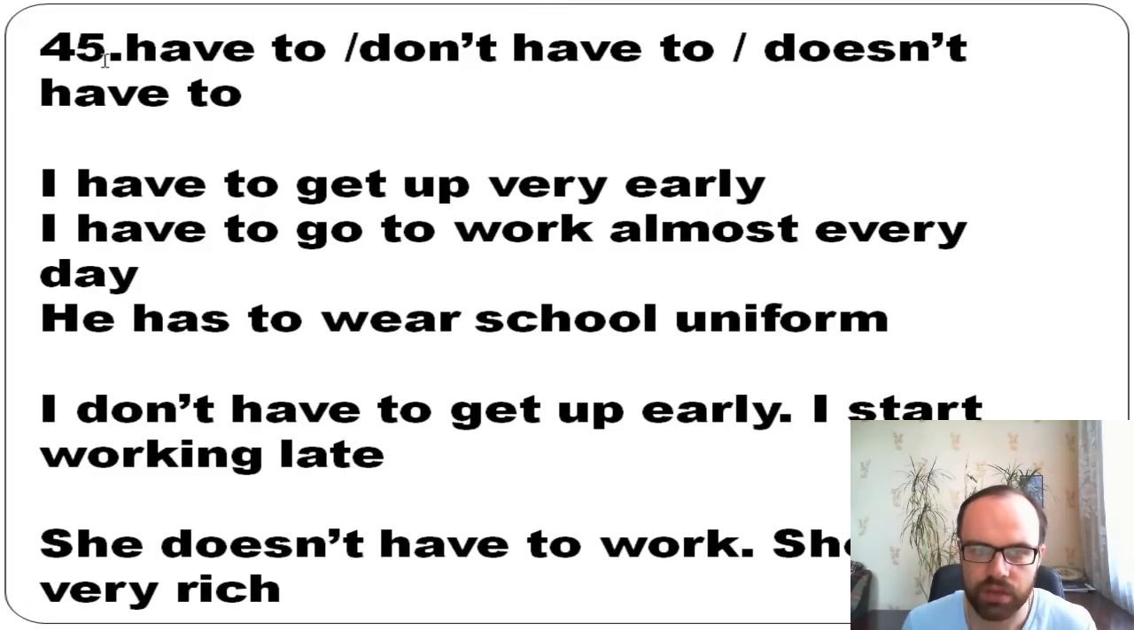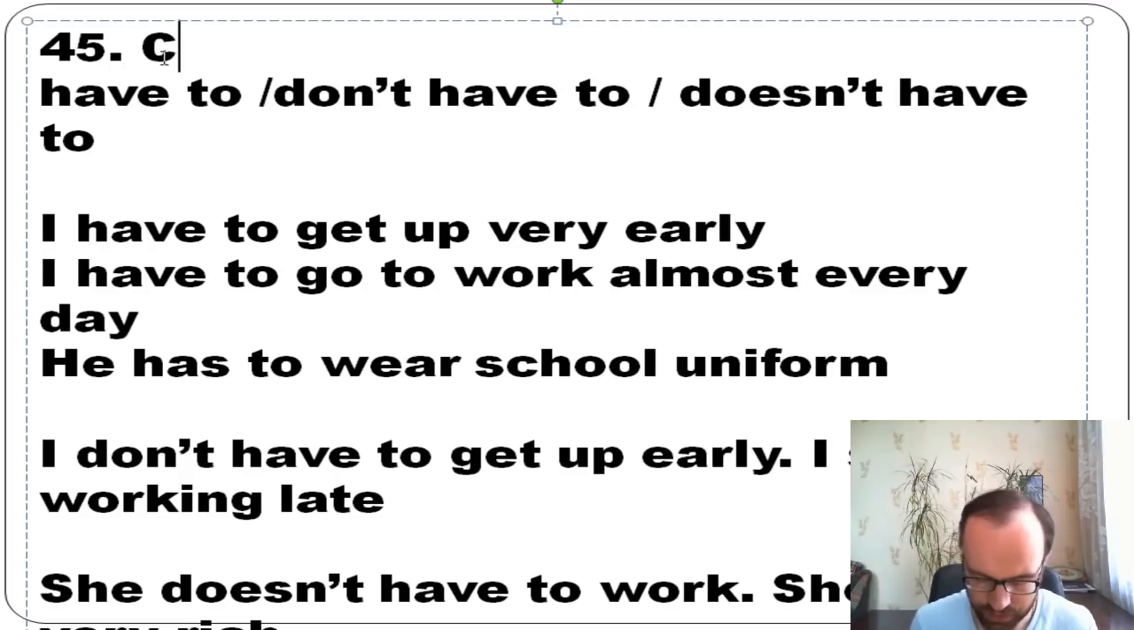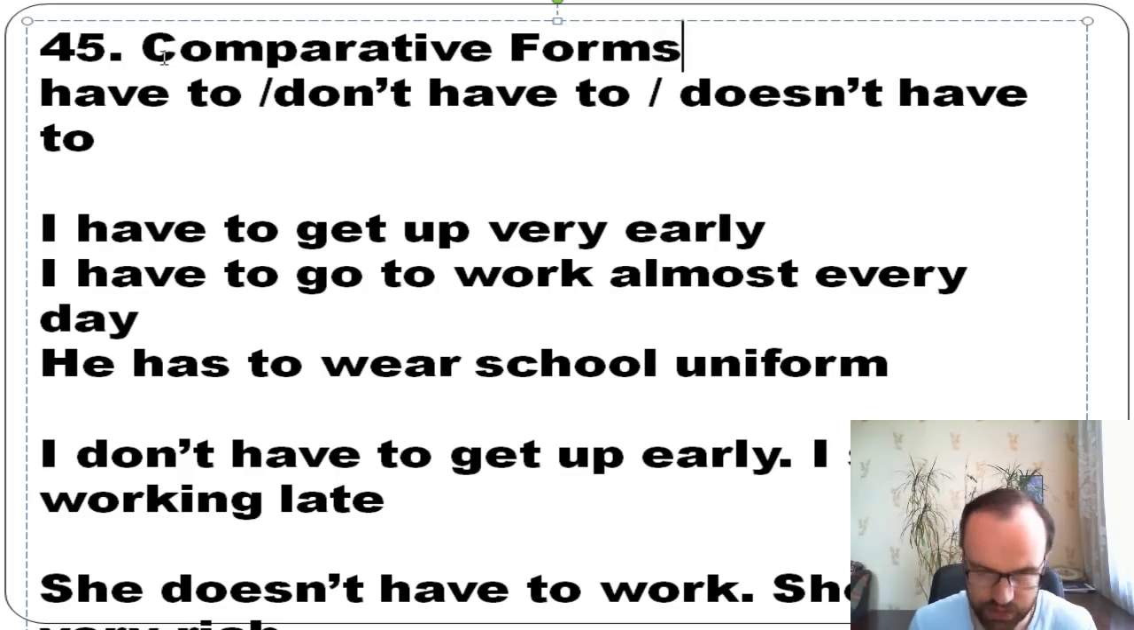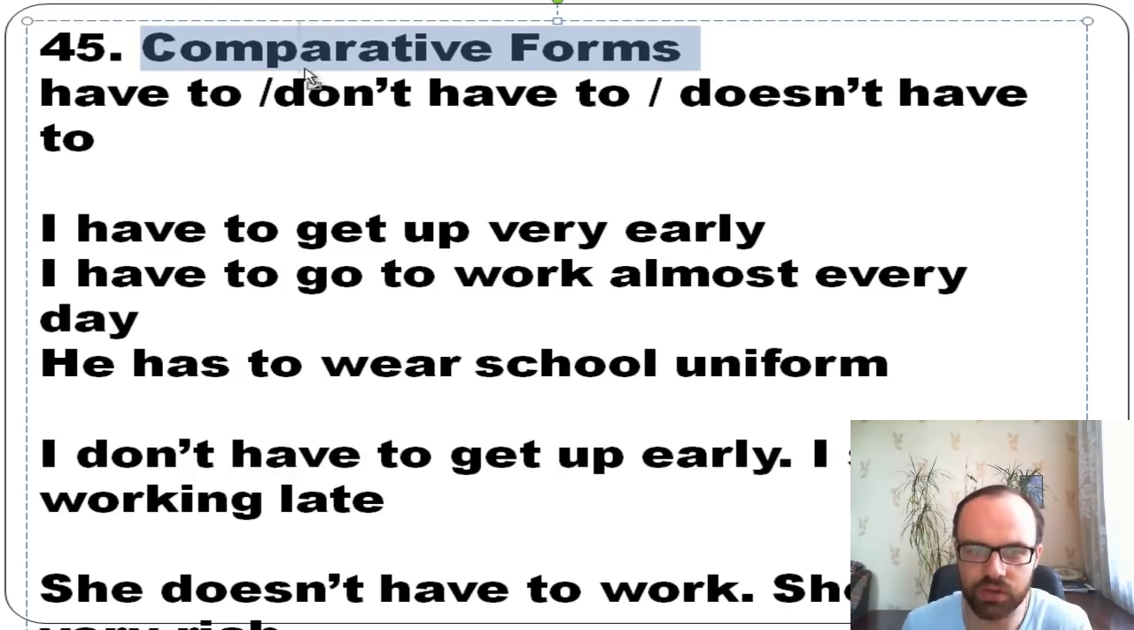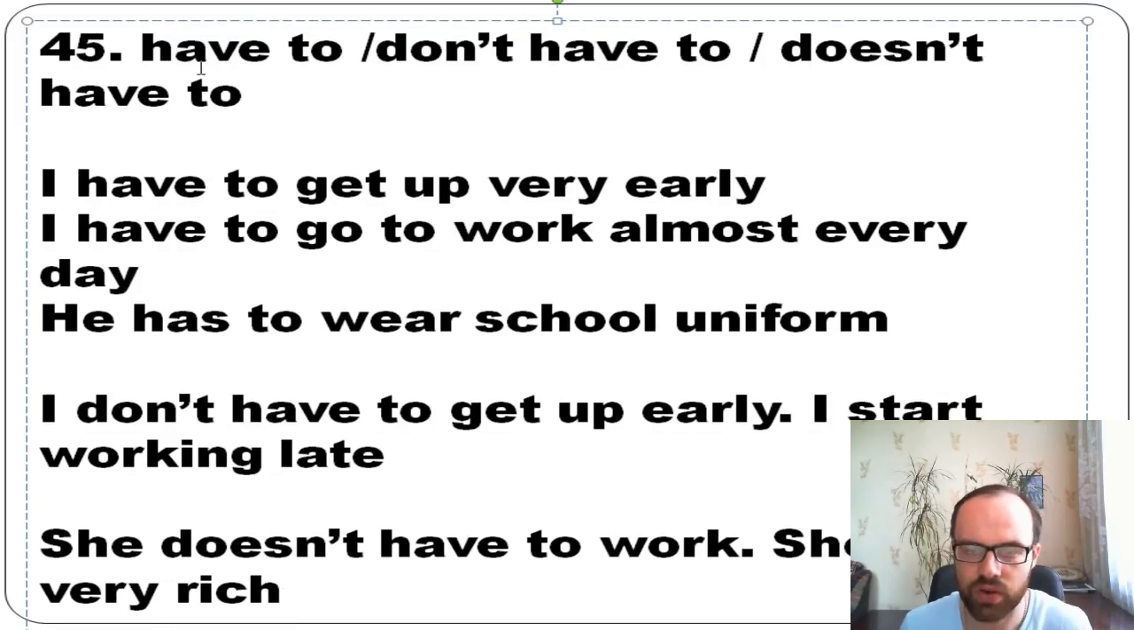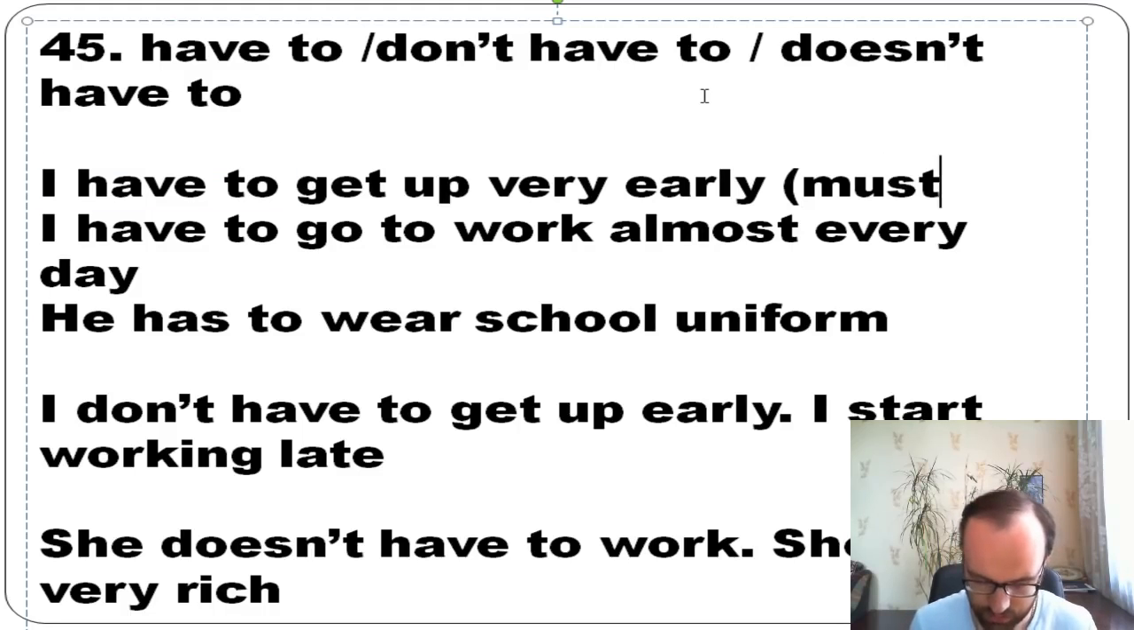Next, comparative forms. Oh no, it isn't comparative forms. I looked at another slide. So have to, don't have to, and doesn't have to. Look, have to means must. I have to get up very early, or I must get up very early. I have to go to work almost every day, or I must go to work every day.